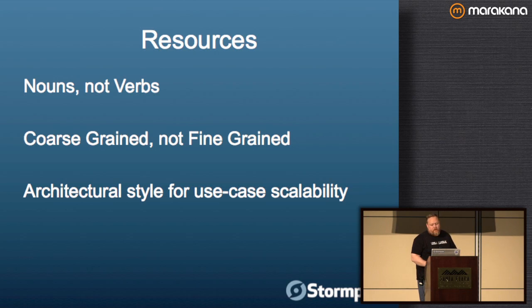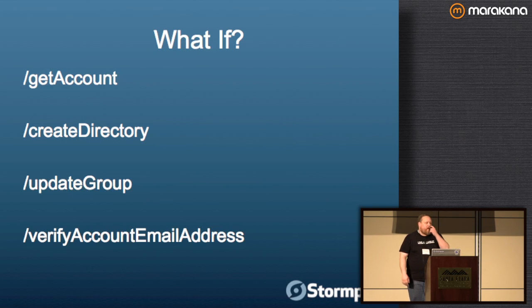And so let's talk about why we want to focus on resources instead of just verbs. What if I had an API with URLs that did embed verbs in them? Maybe I had a get account, or I wanted to access an endpoint called create directory whenever I was creating a directory, or I want to update a group, or verify an account email address. This doesn't look so bad. There's only 4 of these things up here.